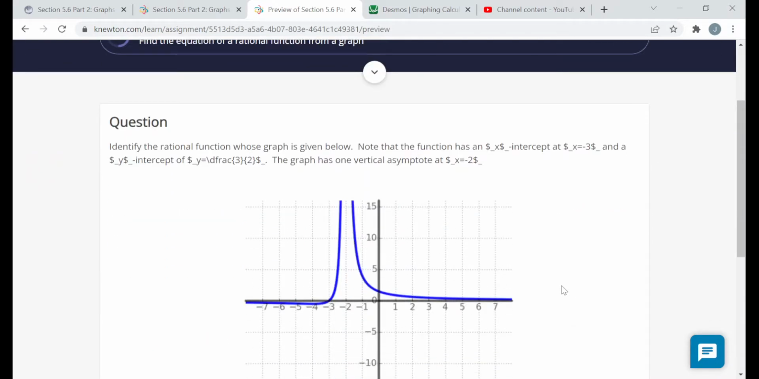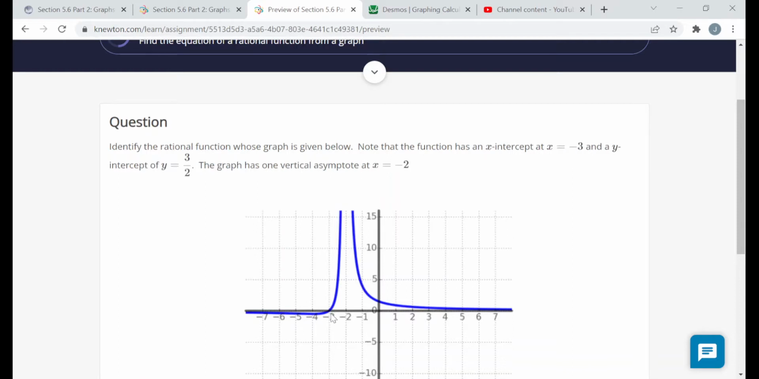All right, so here, x-intercept's at -3. It's got an odd multiplicity. The graph's crossing over. Y-intercept is at 0, 3/2, they're telling us, right? And there's a vertical asymptote at -2. But notice the graph is going in the same direction on both sides of x equals -2, so it's going to have an even multiplicity. All right, so I'll write all that stuff up.